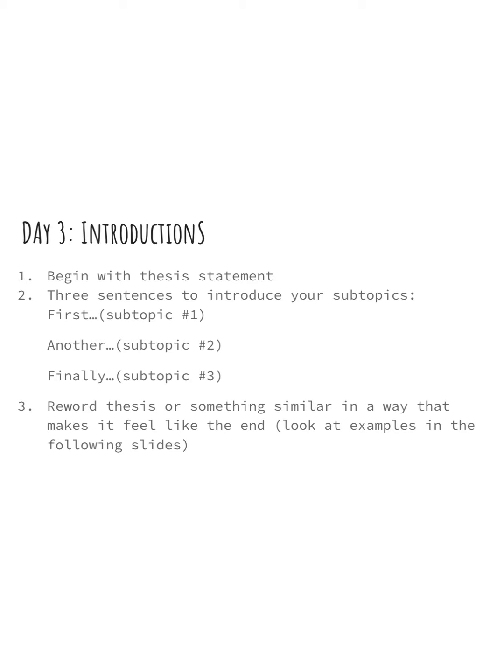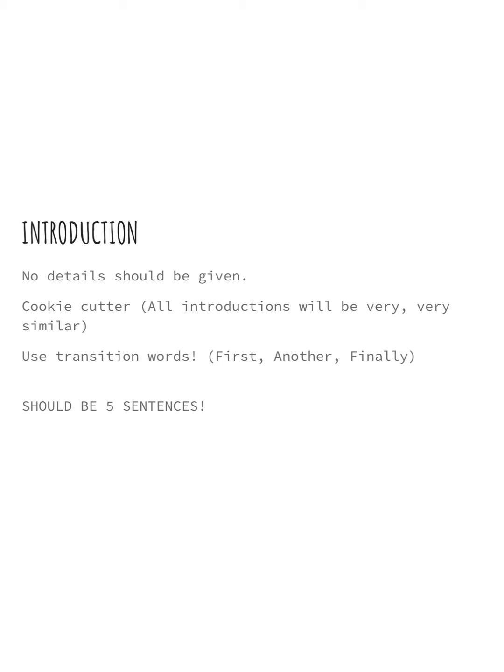Then you are going to have 3 sentences to introduce each of your subtopics. You're going to say a transition word, first, subtopic number 1, another, subtopic number 2, and then finally, subtopic number 3. And then your last sentence is going to be a closing sentence, and that is rewording your thesis in a way that makes it feel like the end. I do have a slide of examples of closing sentences coming up here.